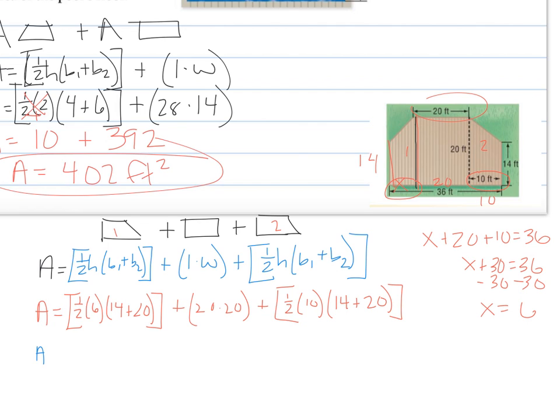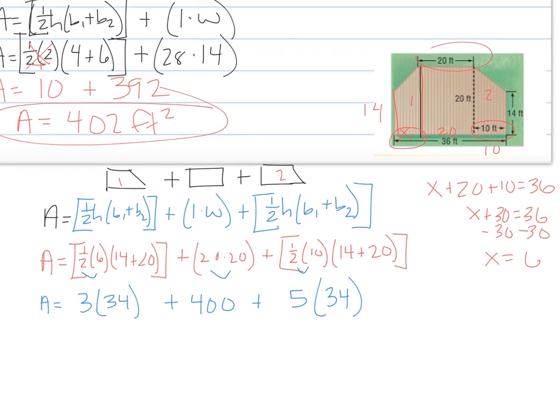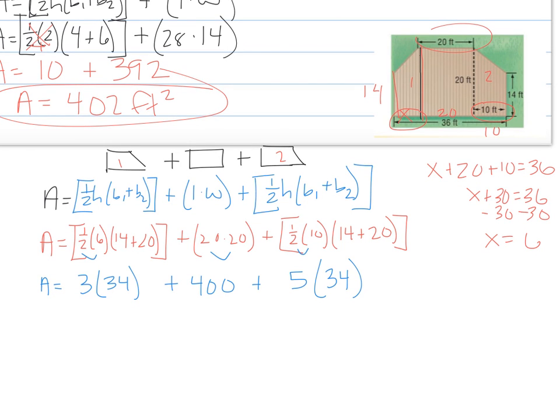So I work that out, maybe one shape at a time. So I get half of 6 is 3, and I'm multiplying that by the sum of the bases, 14 and 20, which is 34. Adding that to the area of the rectangle, which is 400, and that to half the height, which is 5, and the sum of the base is 34 here. So notice again, I'm seeing exactly where I'm working, rarely needing the calculator or plugging it all in and just working down to make sure I find any mistakes if I make them.